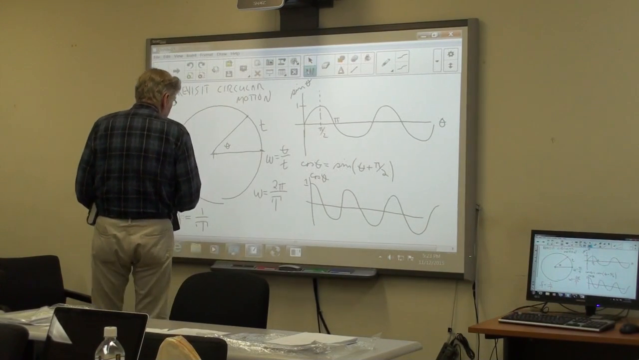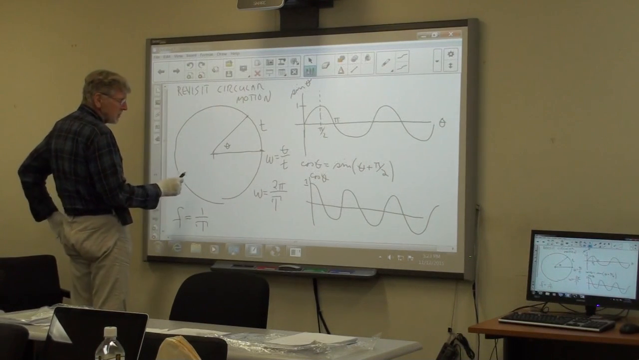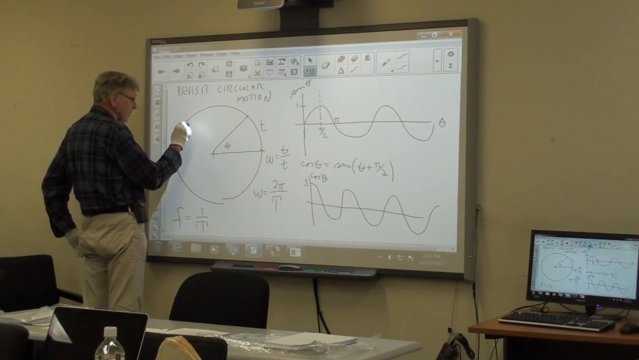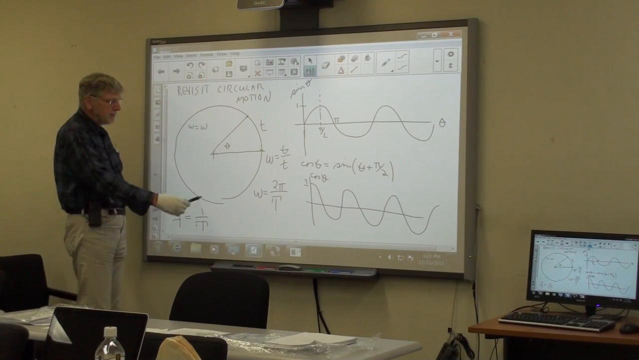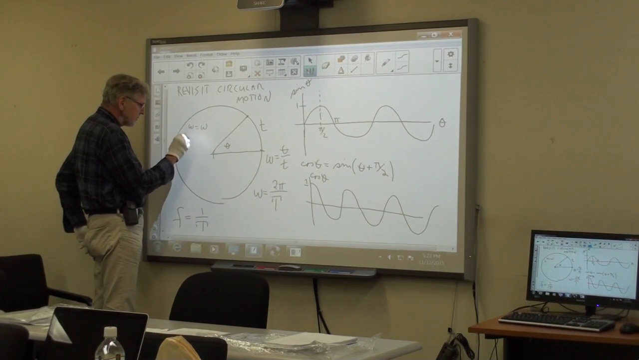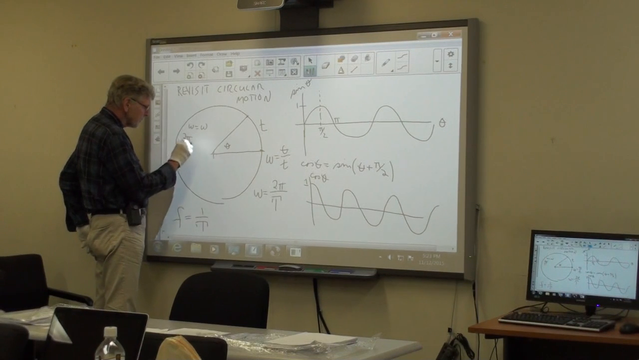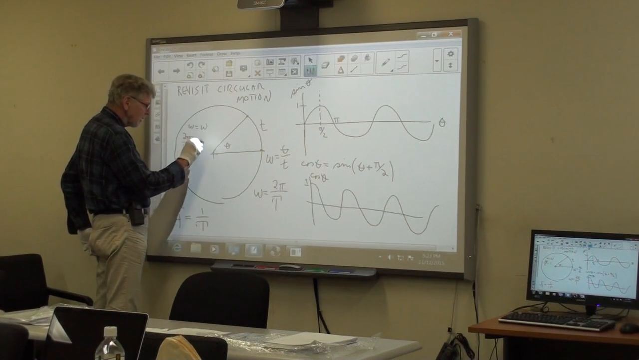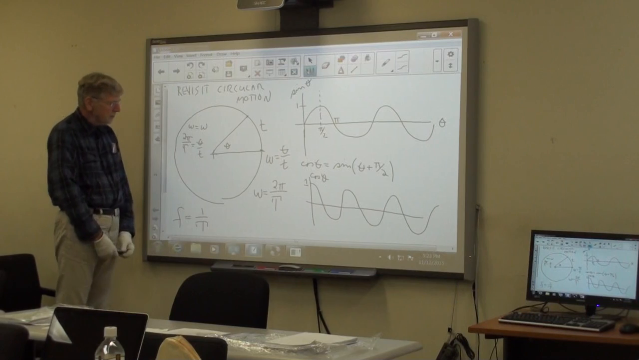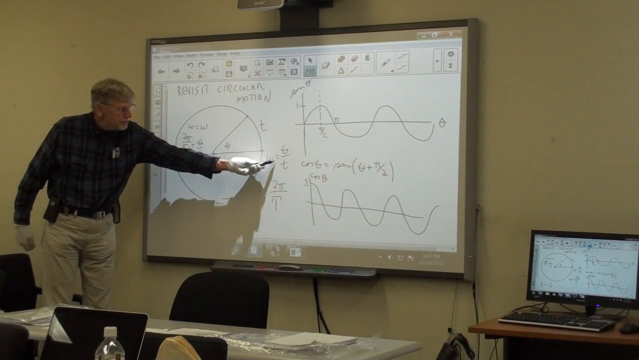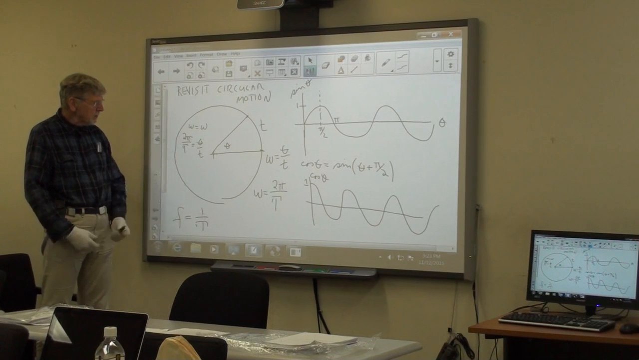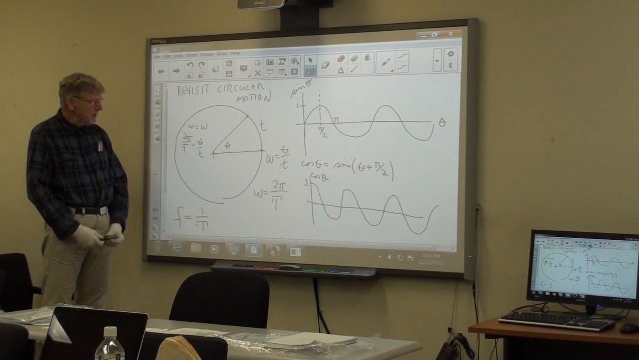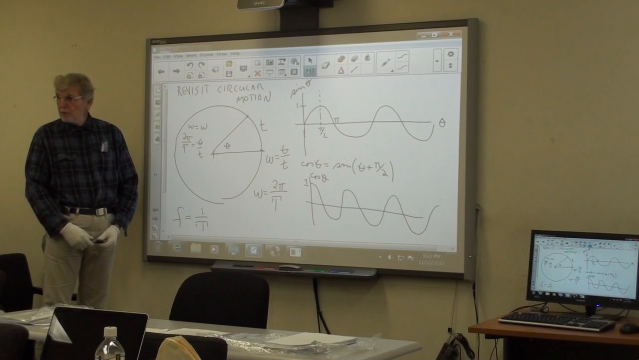So we can equate these two. We can say omega equals omega. Does anybody have any trouble with that? No. That means that 2 pi over capital T is equal to theta over small t, making this substitution and that substitution. This is omega, 2 pi over capital T. This is omega, small theta over small t. They're proportional.